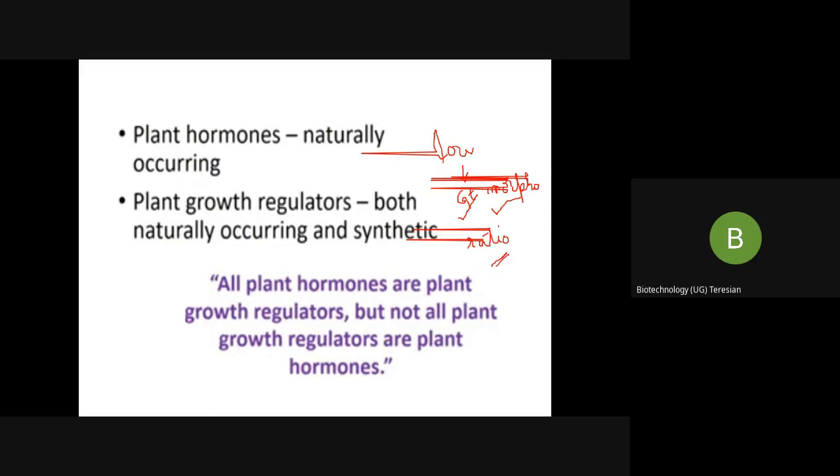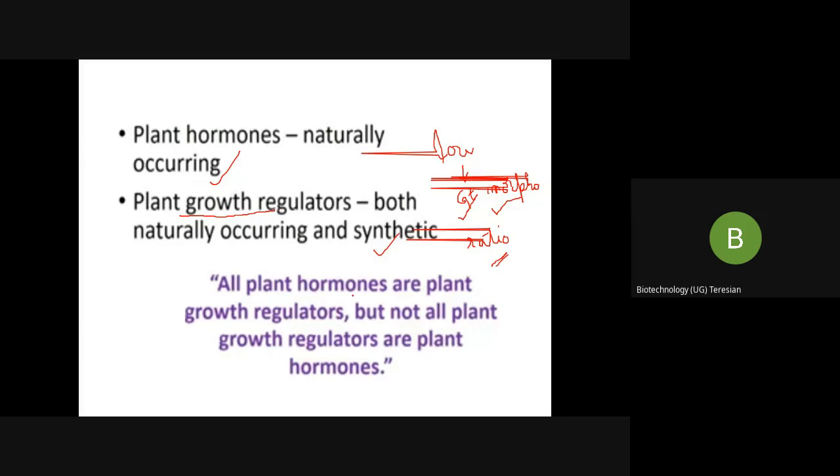So just a small differentiation. We interchange plant hormone and plant growth regulators. Even throughout my class I'll be using these two interchangeably. But actually plant hormones are naturally occurring in the plant. Plant growth regulators means they are both naturally occurring and synthetic. That is when we start synthesizing in the laboratory, that is called synthetic, and that actually refers to the plant growth regulators, but usually we keep interchanging it.